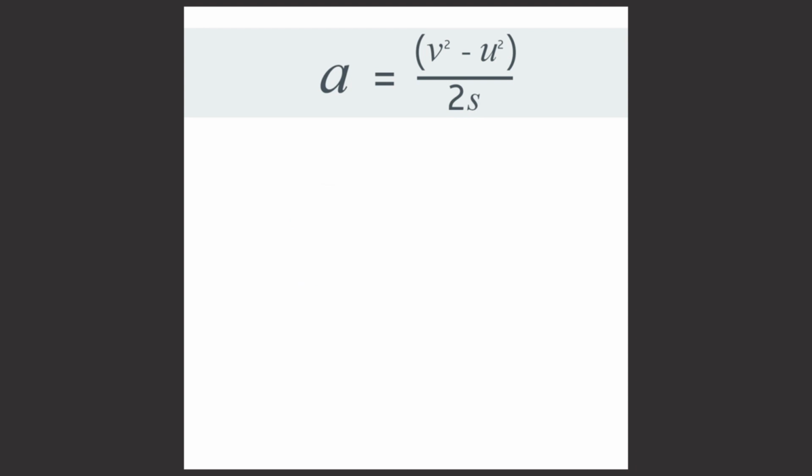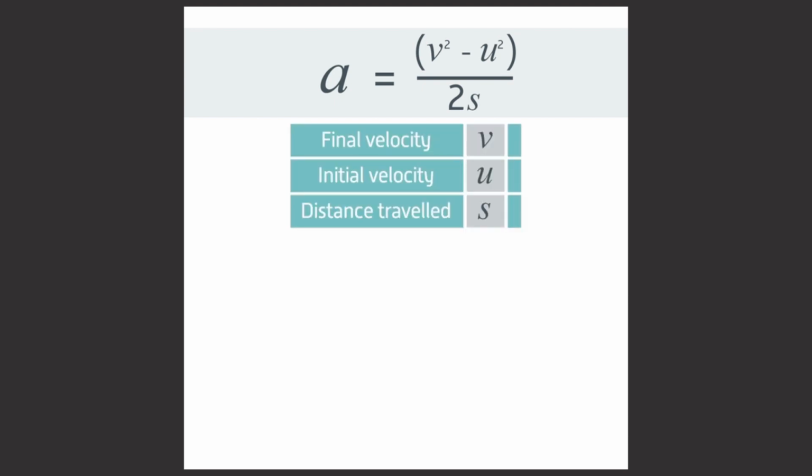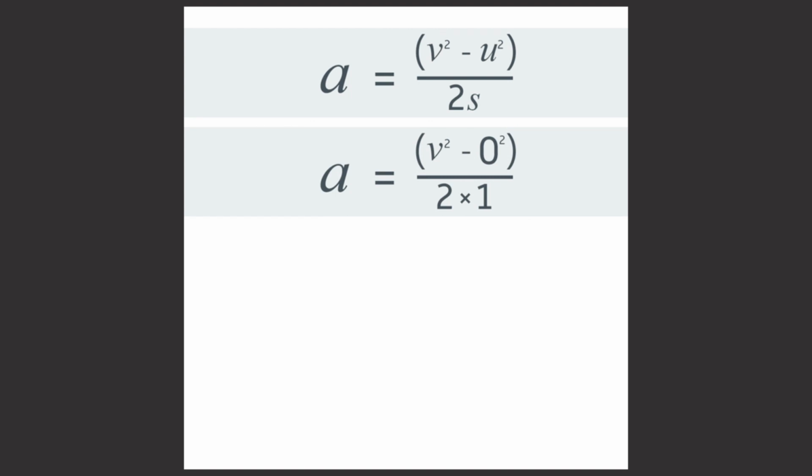To do this, we can use the equation a equals v squared minus u squared, divided by 2s. v equals the final velocity, u equals the initial velocity, and s equals the distance travelled. In this case, u equals 0 because the vehicle started from rest, and s equals 1 metre. As u is 0, we can remove it from the formula. The equation consequently becomes acceleration equals final velocity squared divided by twice the distance, with the velocity being the speed as measured by the light sensor.